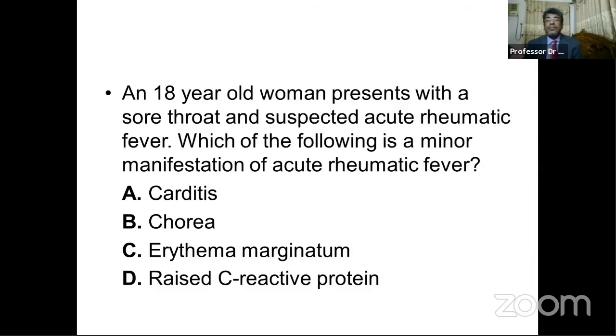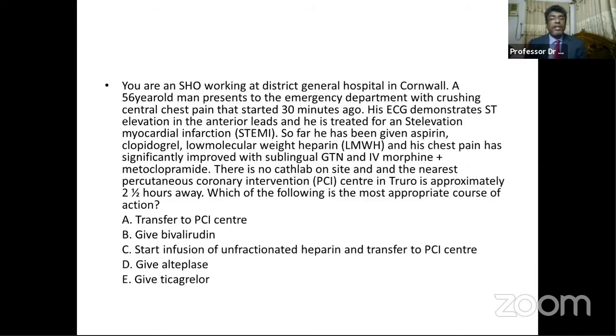and subcutaneous nodule. These are the 5 major criteria, and there are several minor criteria. Among them, raised C-reactive protein is a minor manifestation of acute rheumatic fever. So the answer here is D, that is raised C-reactive protein. Now we can shift to the next question.